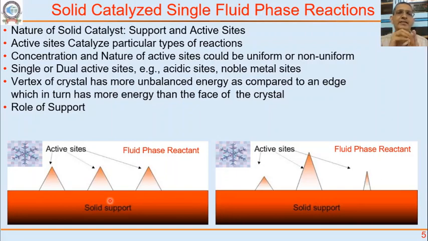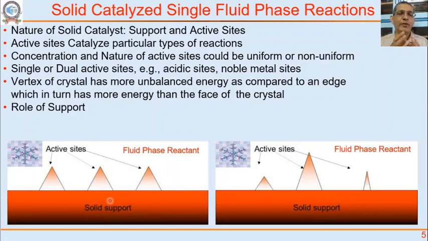So these active sites catalyze a particular type of reaction. So for example, active site could be a noble metal like platinum or palladium. Active site could be an acidic site. So for example, if it's a zeolite, the zeolite structure is the support, but in that structure there are acidic sites because of the aluminium present in the zeolite matrix, which has valency 3 in a silicon matrix. So that leaves a positive charge which acts like an acidic site.